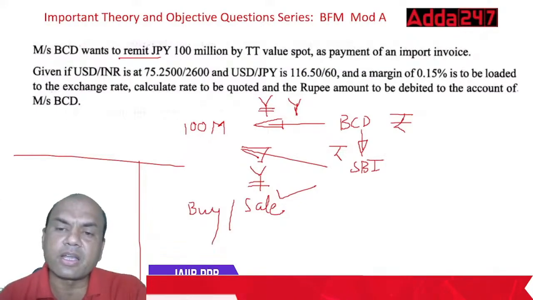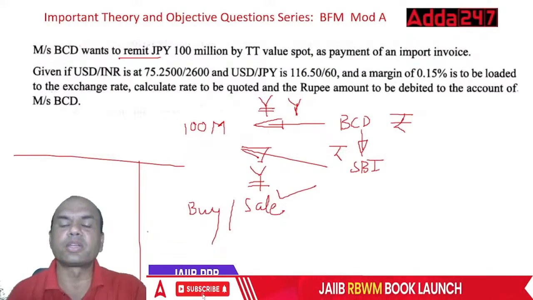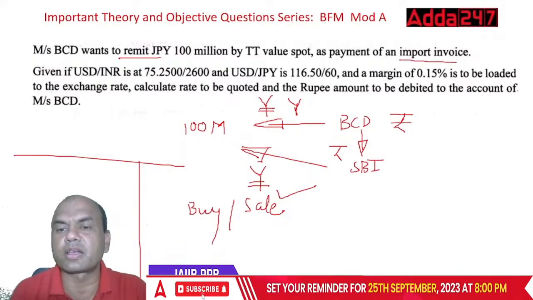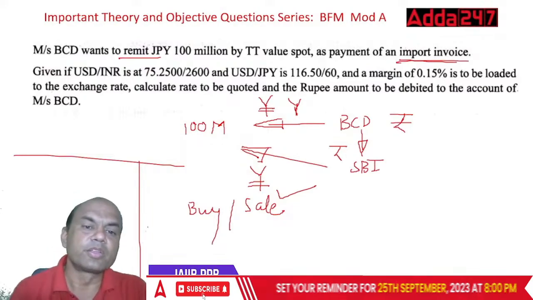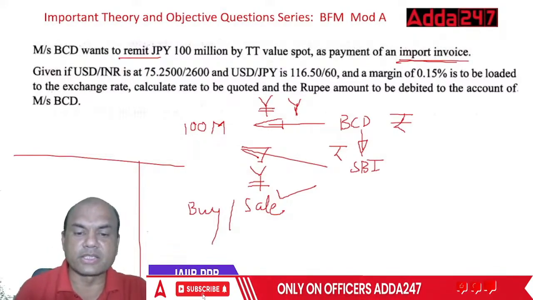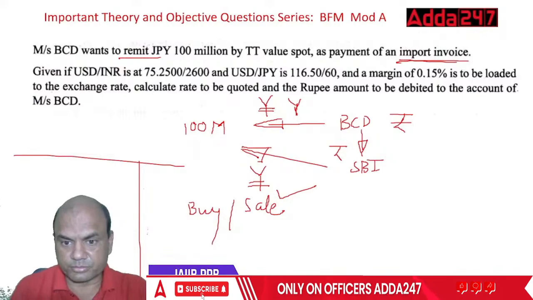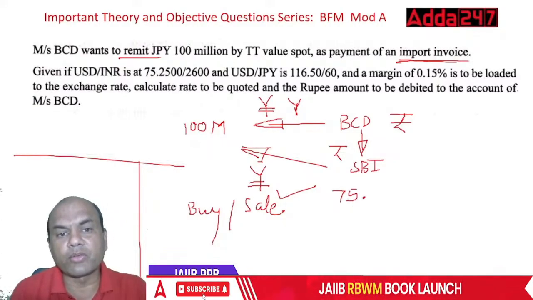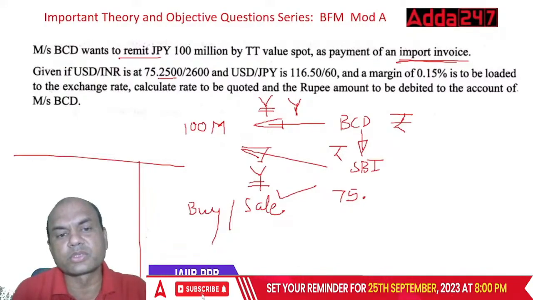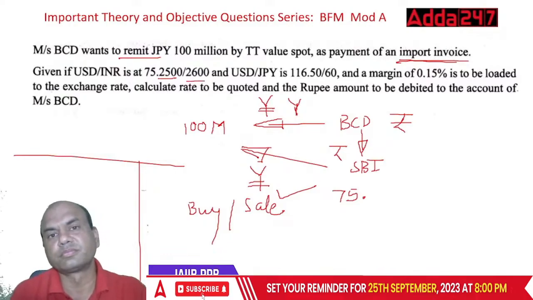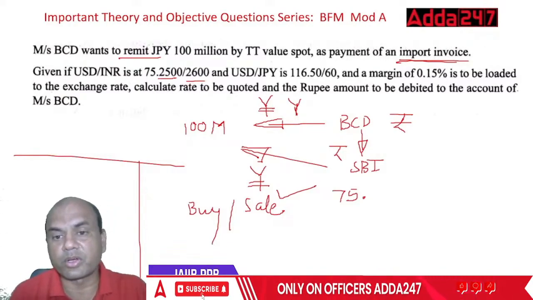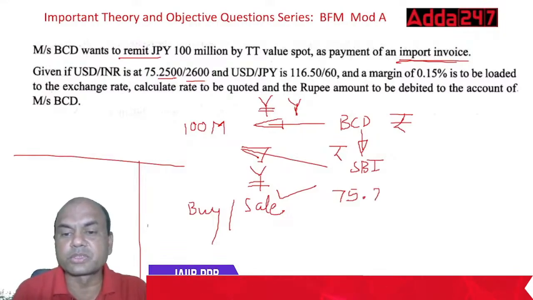So what is the sale rate now? Look at this. Here it's an import invoice. So import means always dollars or other currencies going out. So what is the sale rate now? Look at the sale rate. 75 point, should I take 25 or 26? I'll be taking 26 here.